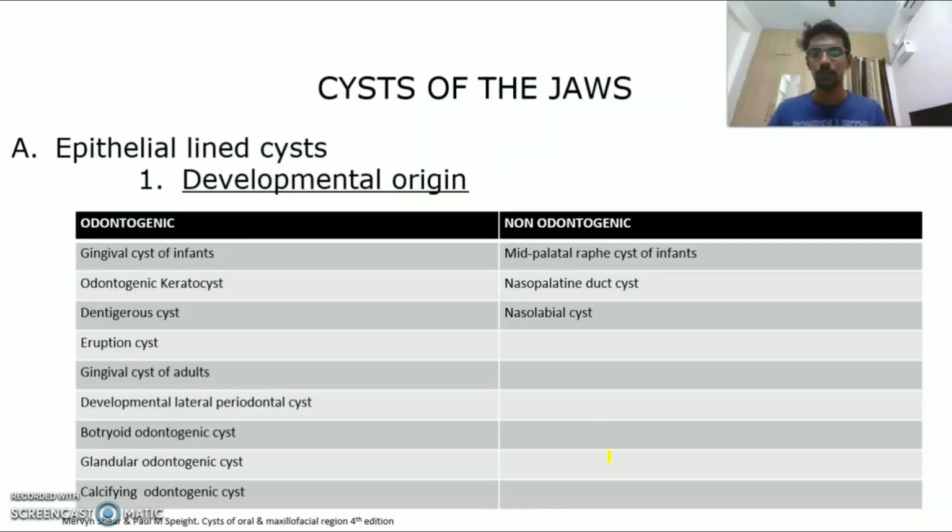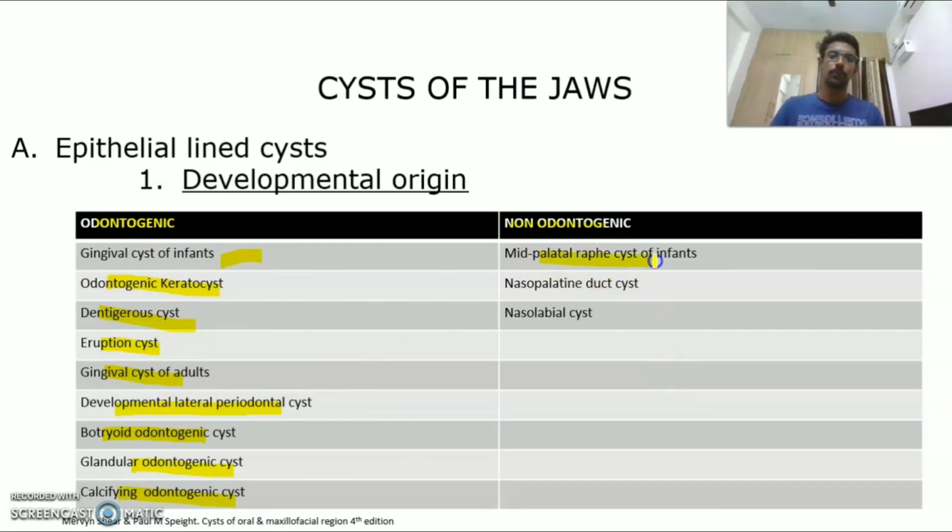So first I am going to list out the epithelial cysts of the developmental origin. As I said before, the developmental cyst has two types: odontogenic cyst and non-odontogenic cyst. Under odontogenic: gingival cyst of infants, odontogenic keratocyst, dentigerous cyst, eruption cyst, gingival cyst of adults, developmental lateral periodontal cyst, glandular odontogenic cyst, and calcifying odontogenic cyst. These cysts come under the classification of odontogenic developmental cyst.